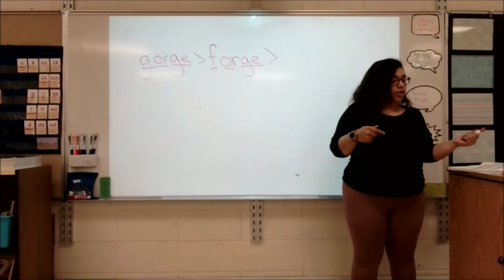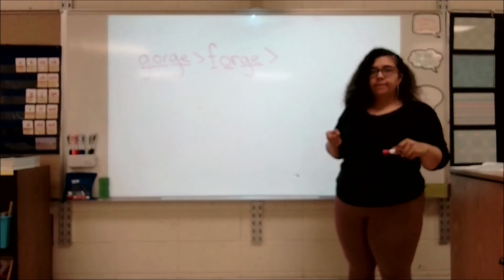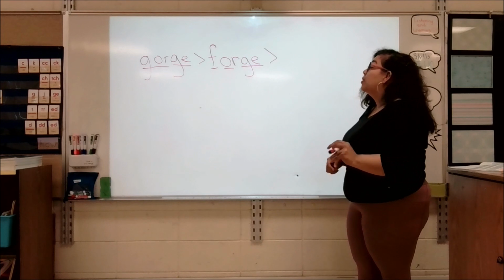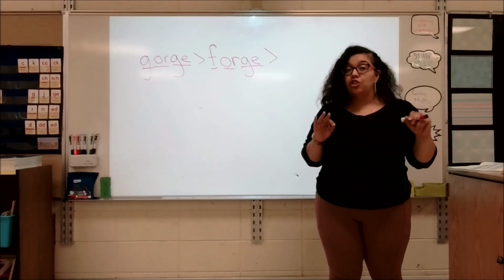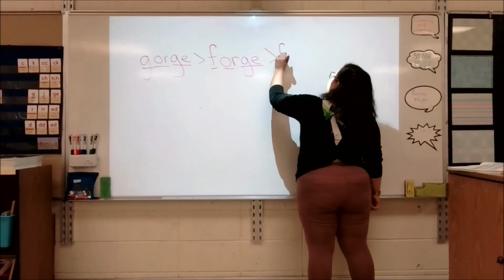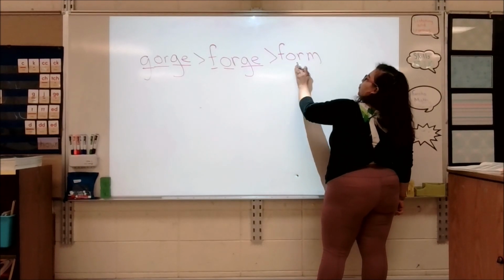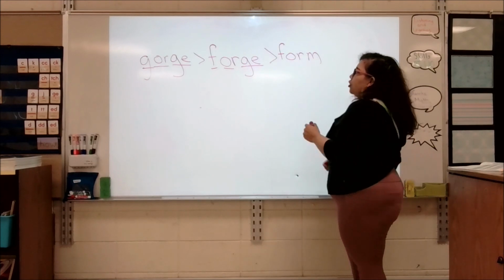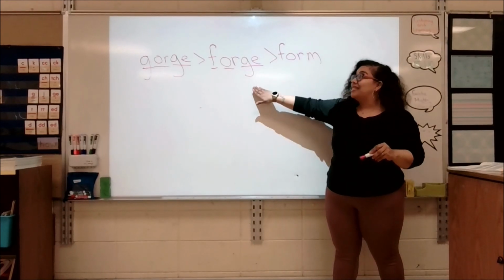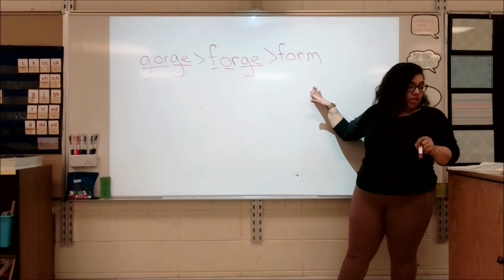From forge to form. That's an ending sound change. Remember, I'm not changing by letters, I'm changing by sound. From forge to form. Still three sounds. I went from the sound J to the sound m. I changed the ending sound.